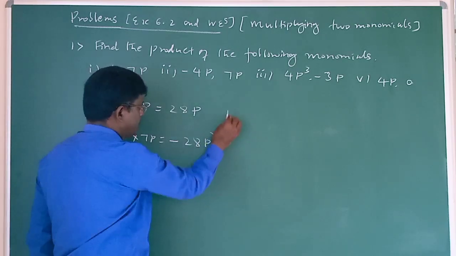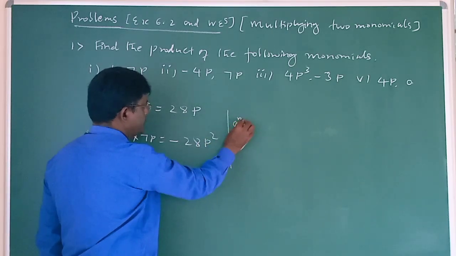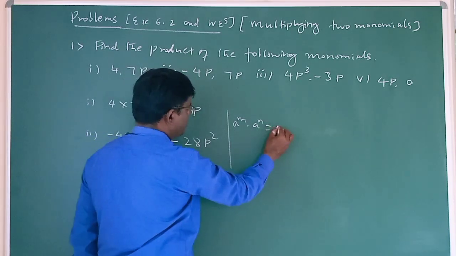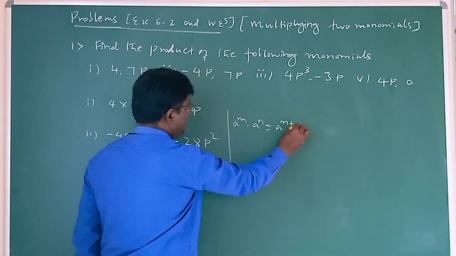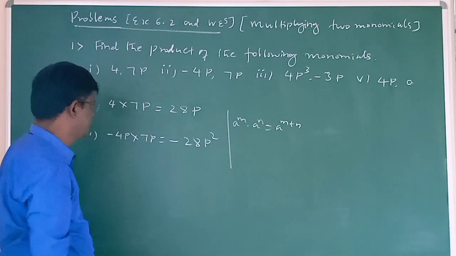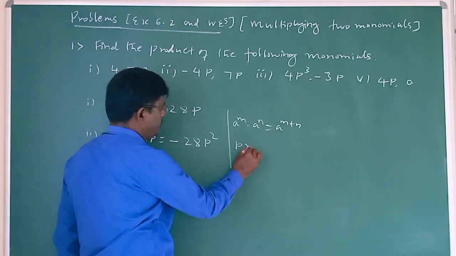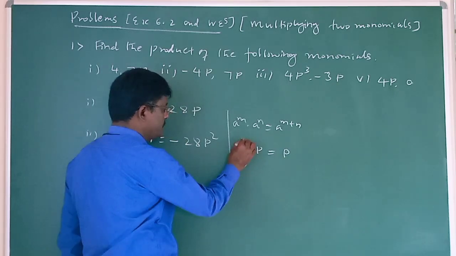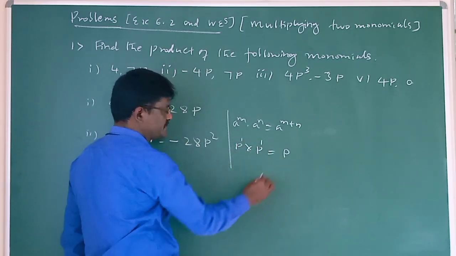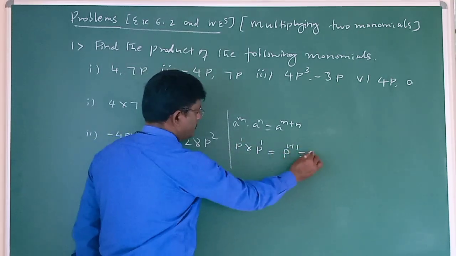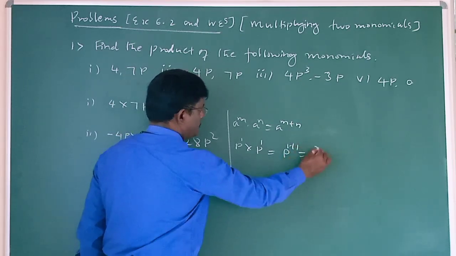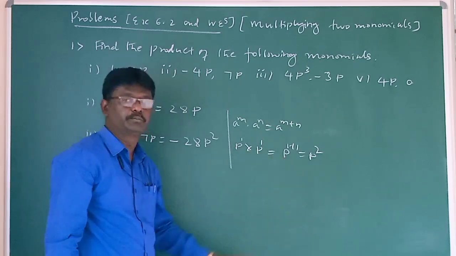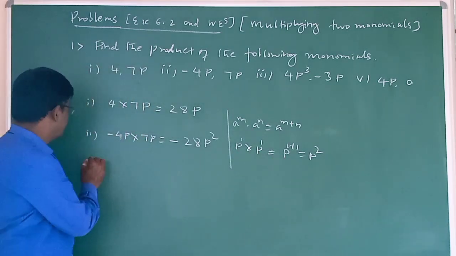That is the basic fundamental law of indices, which you have studied in 7th. a power m into a power n equals a power m plus n. Thus p into p is p square. How does p square come? p power 1, it is understood. 1 plus 1 becomes 2, p square. We need not show all this, simply write the product.